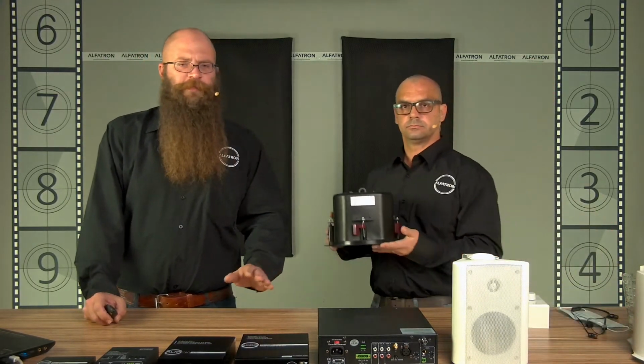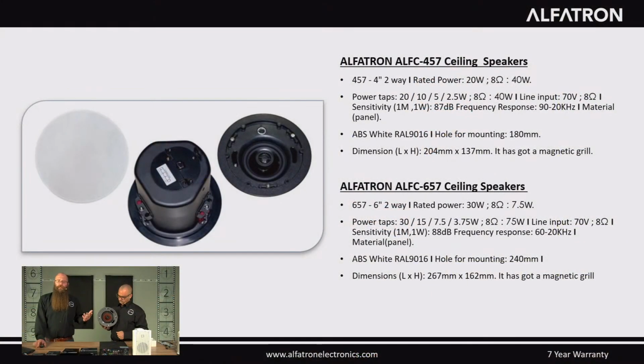So this is the 457 and 657. They're also ceiling mounted with a 4 and 6 inch driver respectively. These speakers also support both low and high impedance. The difference here is the output wattage. The ALF-C 457 belts out 40 watts at 8 ohms, and the ALF-C 657 boasts an impressive 75 watts at 8 ohms.